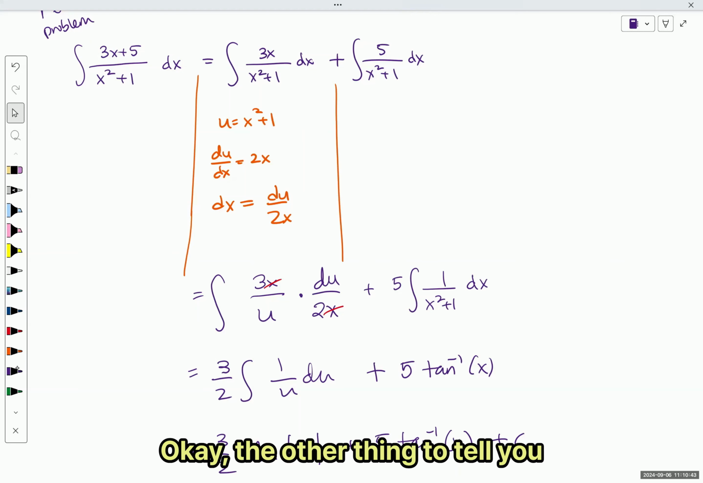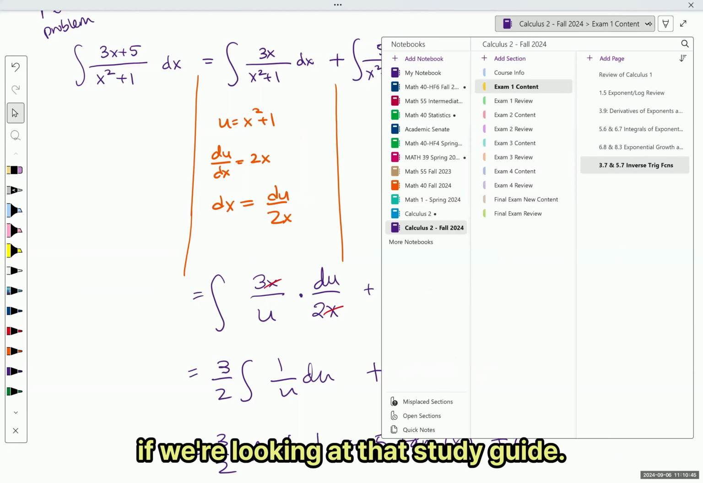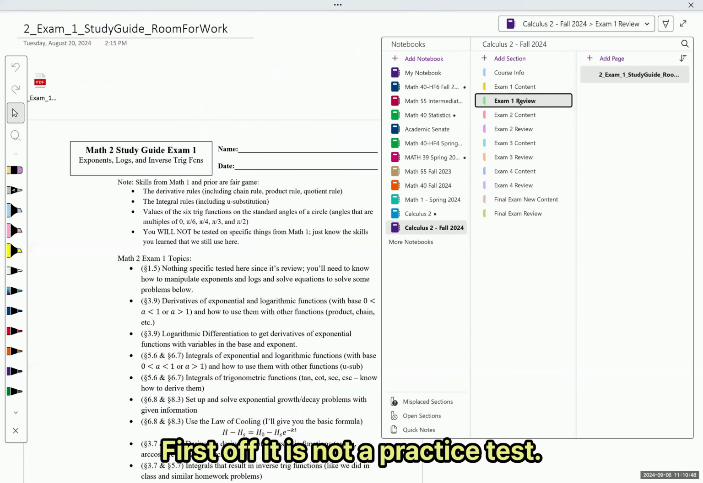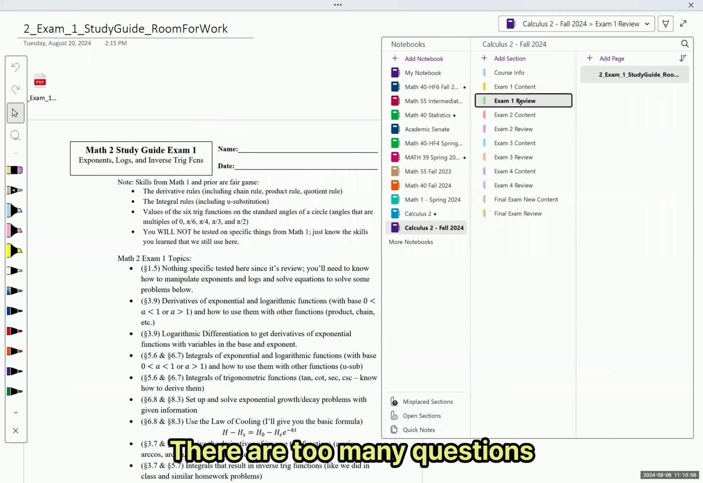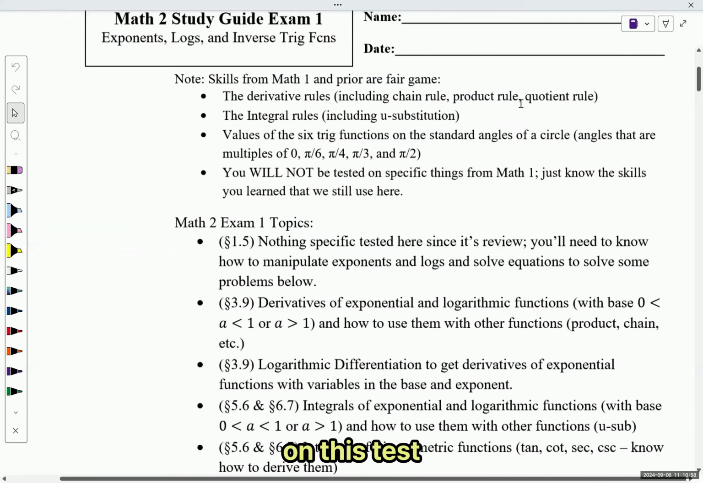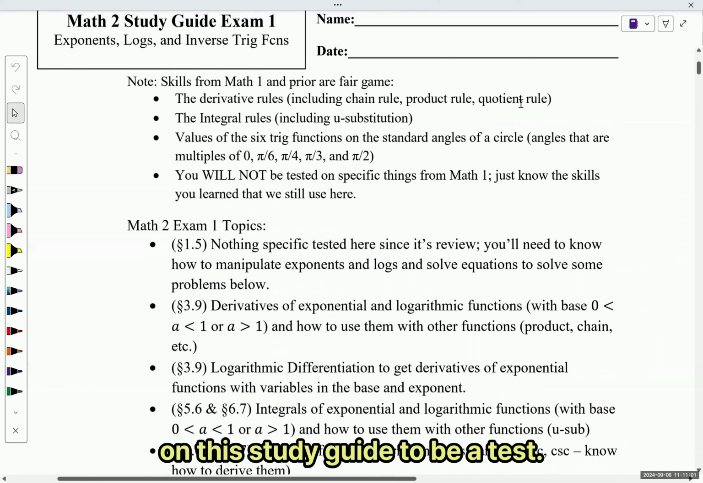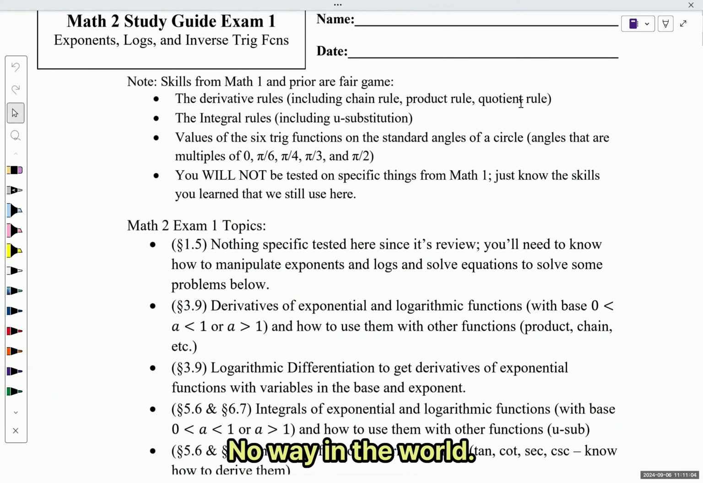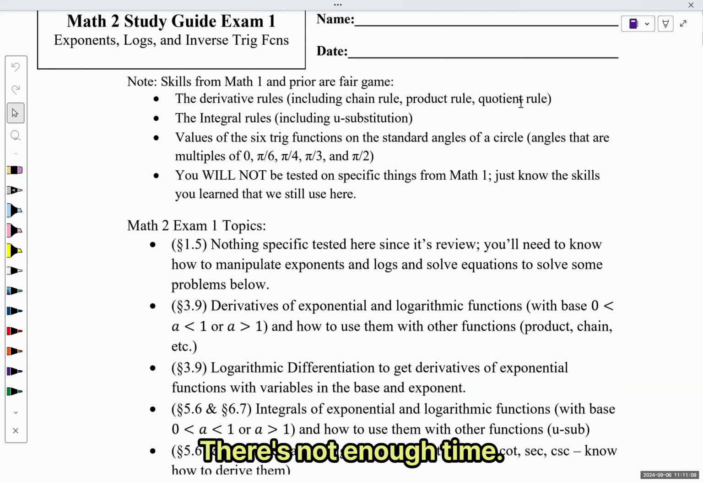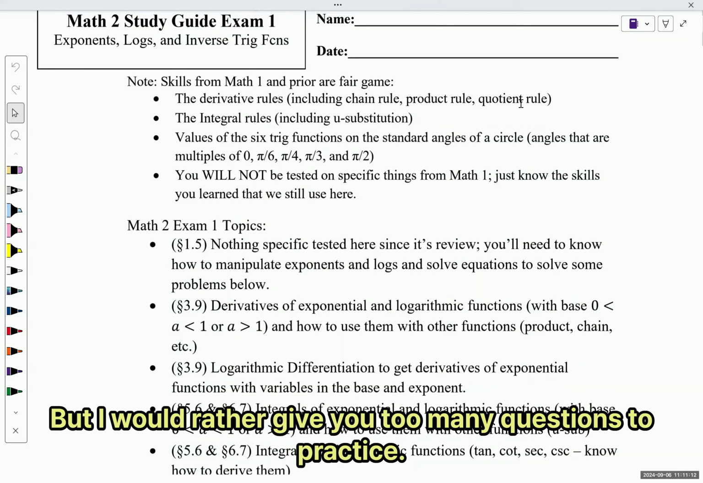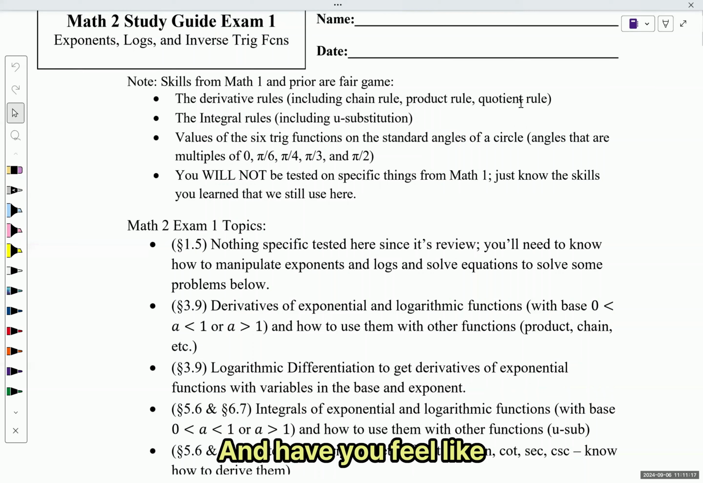Okay. The other thing to tell you, if we're looking at that study guide, first off, it is not a practice test. Okay. I don't call it a practice test on purpose. There are too many questions on this study guide to be a test. You have 85 minutes. No way in the world I would expect you to do 22 problems in 85 minutes. There's not enough time. I know that. But I would rather give you too many questions to practice and have you feel like you've practiced enough than to not give you enough, okay?